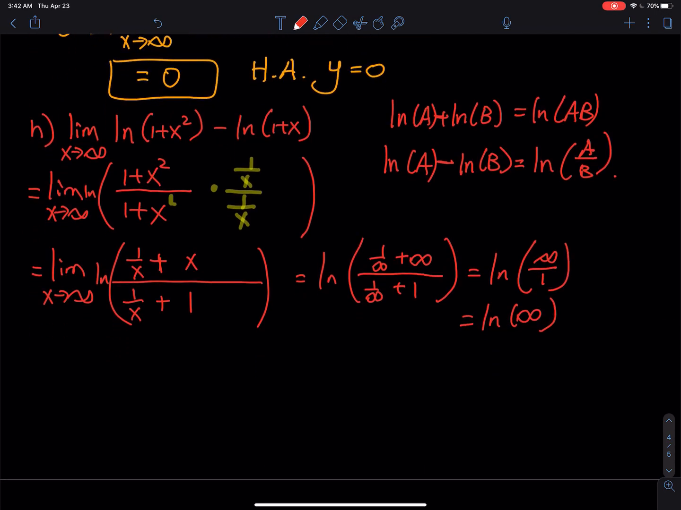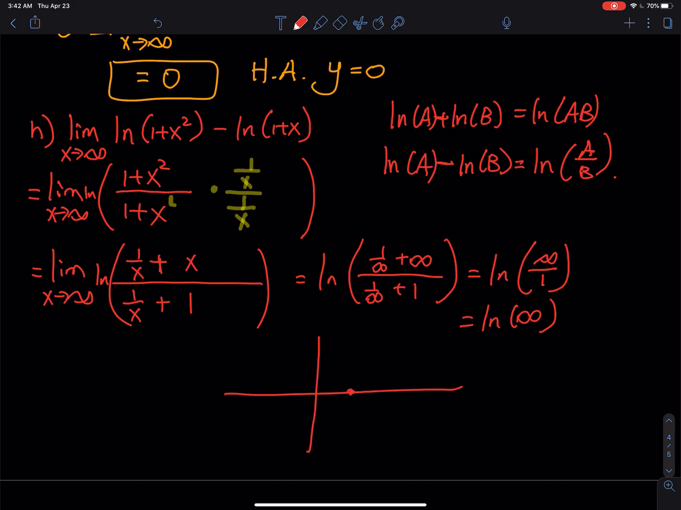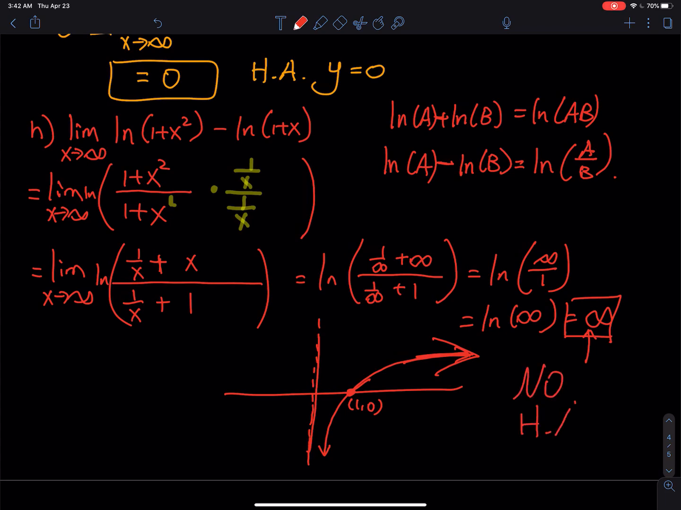What is the graph of ln? The graph of ln has an intercept at 1, 0, and then ln is an increasing function. And there is a vertical asymptote at x equals 0, but we are not looking at x equals 0. So as x approaches infinity, y approaches what? y approaches infinity, right? So in this case, do you say that this is a horizontal asymptote? In this case, we say that there is no horizontal asymptote, because as x approaches infinity, y approaches infinity, which is not approaching any number. So there is no horizontal asymptote.